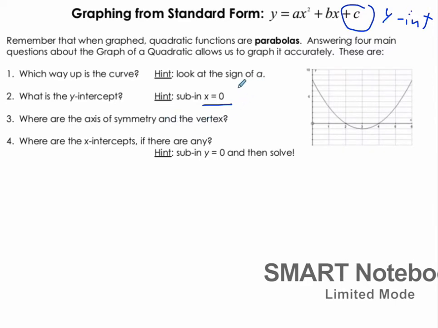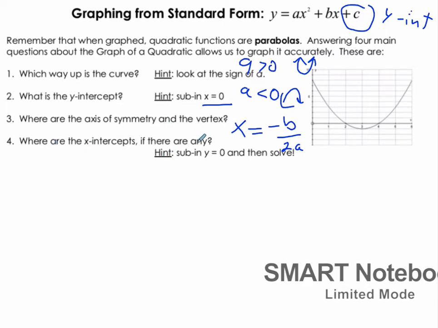Now, so that's pretty easy to get in standard form. Which way is the curve? Well, if a is positive, if a is greater than 0, then it's pointing up. If a is less than 0, then the parabola will be pointing down. Okay, and where's the axis of symmetry? Well, you can get the x value of the axis of symmetry using the very important little formula, negative b over 2a. That gives you just the x value of the vertex. And then to get the y value, you can plug in x to get the y value.